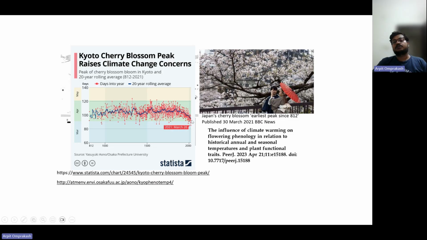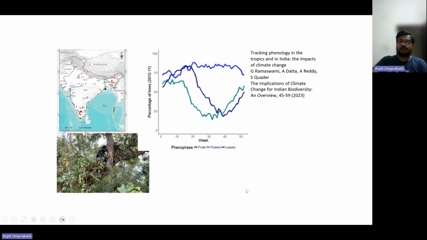The peak, which is the number of days after the start of the year when you see the bloom, is reducing. So the peak is coming earlier and earlier. That is the influence of climate warming on the flowering phenology of these cherry blossoms.